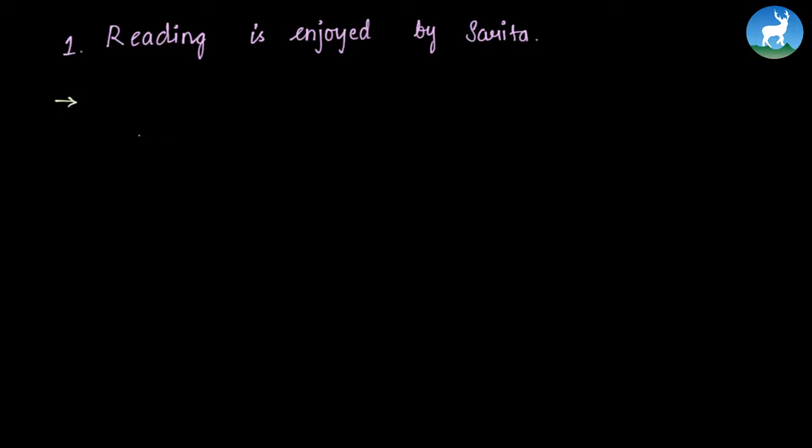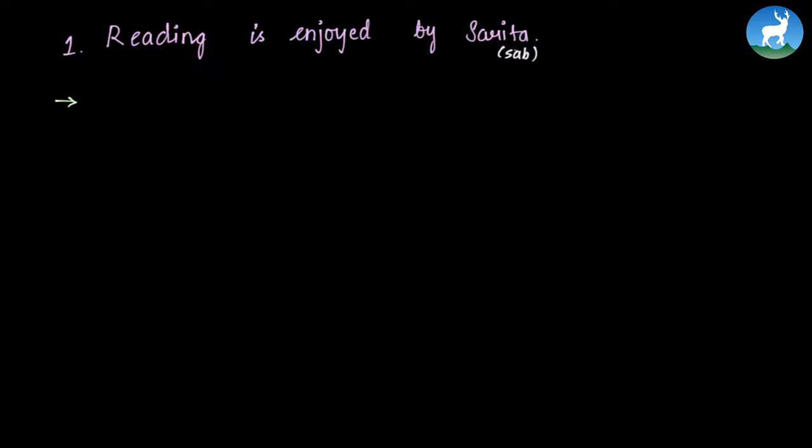Now what we do is first, we recognize the subject of the sentence. Now in this sentence, reading is enjoyed by Sarita. It is in passive voice. Now what we do is we first identify the subject of the sentence. So who is doing the action? So who is enjoying reading? It's Sarita. So the subject is Sarita.